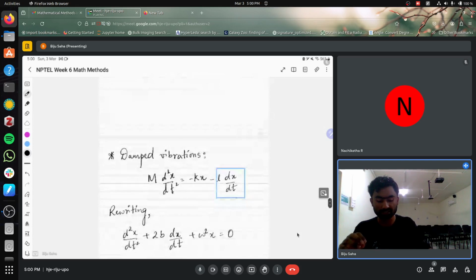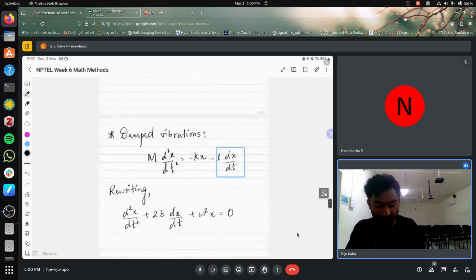Now let us introduce some damping term in the equation and see how the equation changes. I have introduced this damping term here. This is my damping term. The damping term is proportional to the velocity.